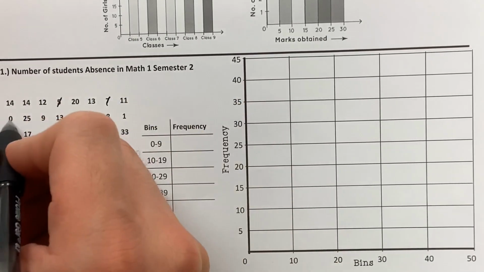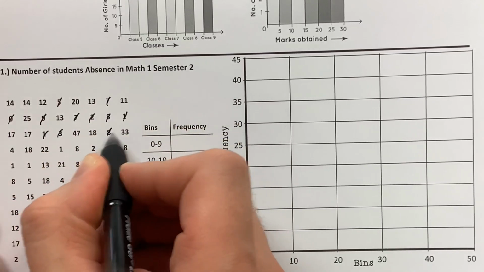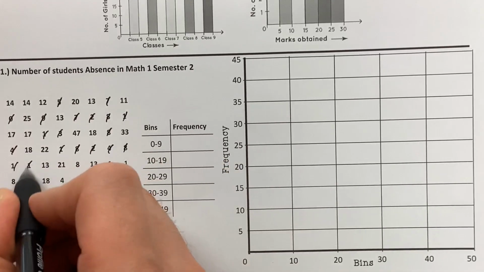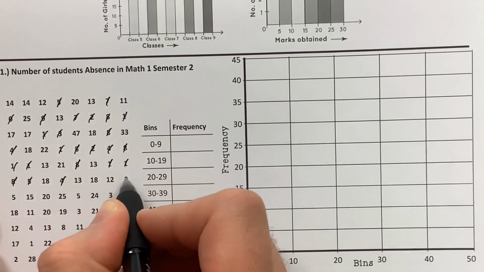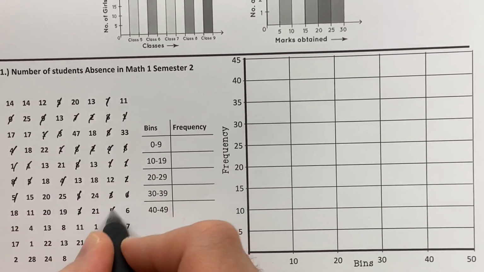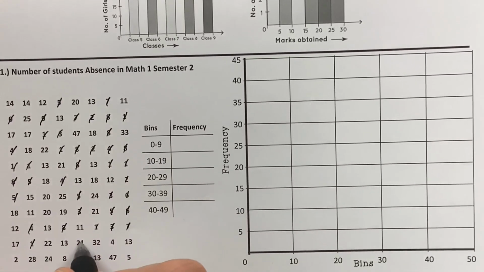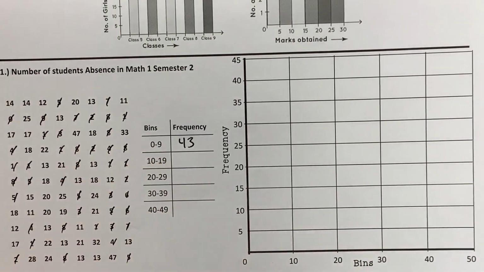So 1, 2, 3, 4, 5, 6, 7, 8, 9, 10, 11, 12, 13, 14, 15, 16, 17, 18, 19, 20, 21, 22, 23, 24, 25, 26, 27, 28, 29, 30, 31, 32, 33, 34, 35, 36, 37, 38, 39, 40, 41, 42, 43. There were 43 numbers that would be put into this bin. If you're cleaning up your room and you have a bin for any number 0 to 9, there'd be 43 items in that bin.